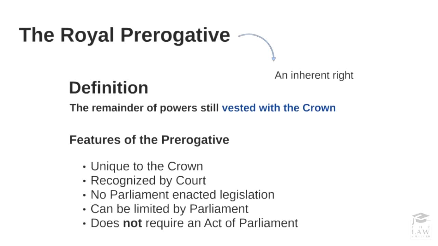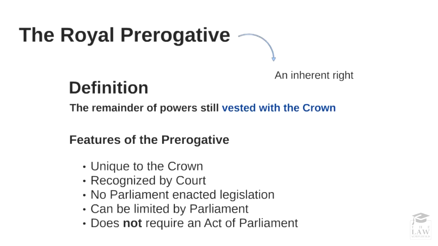In this lesson, we will consider the royal prerogative. Now, unlike most of the legal and non-legal sources that we considered that make up the UK's constitution, the royal prerogative falls outside the perimeters of Acts of Parliament, case law, common law, even constitutional conventions. These are the remainder of powers still vested with the Crown.